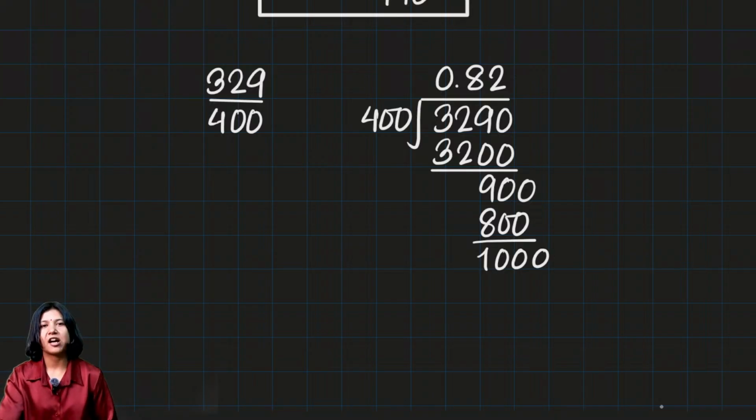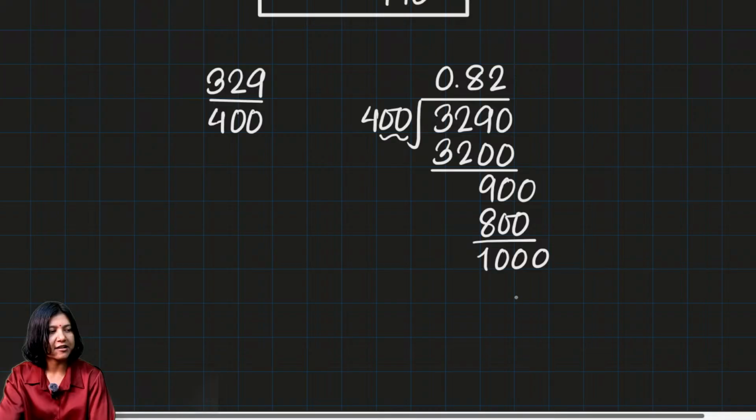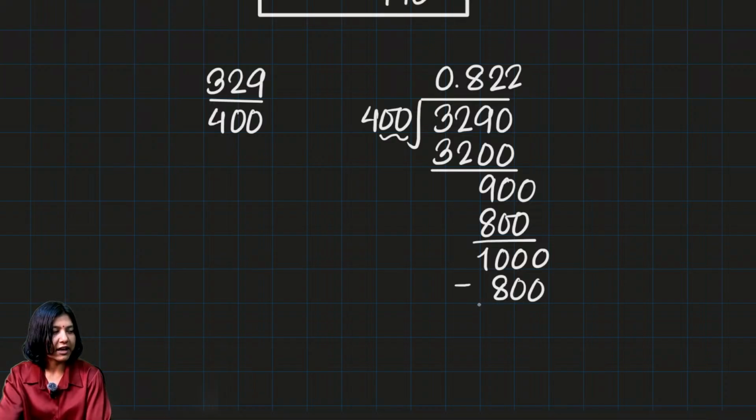4 times how much is nearest to 10? So always compare. These 2 zeros will come down here, so I'll just compare the last number 4 with the remaining part 10. So 4 times how much is nearest to 10? 4 times 2 is again 8, so 800. Removing 800 from 1000 gives me 200.